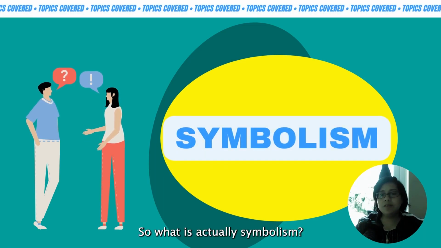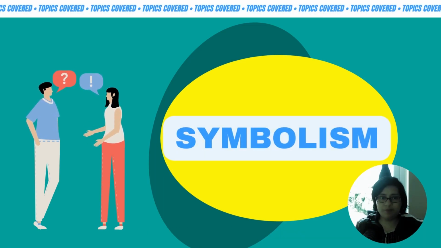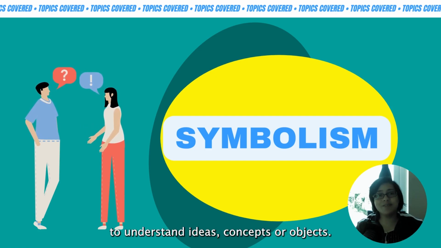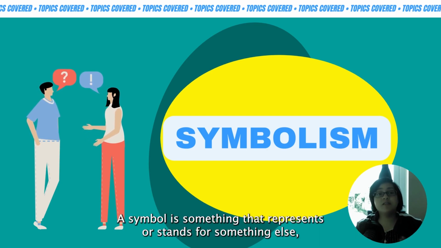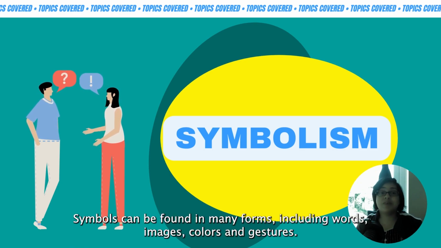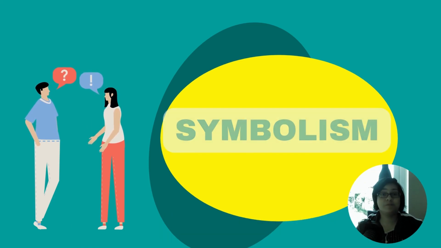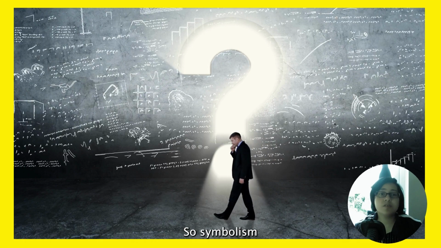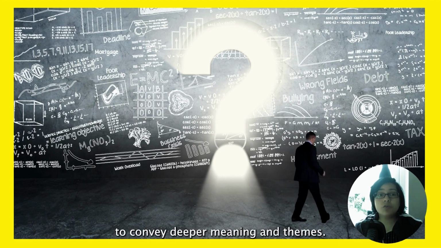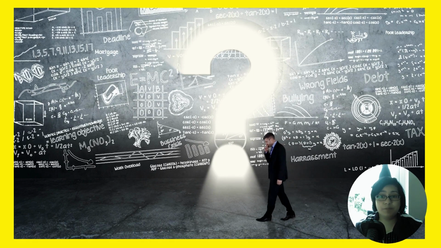So, what is actually symbolism? Symbolism is the use of symbols to represent ideas, concepts, or objects. A symbol is something that represents or stands for something else, often an abstract concept or idea that cannot be directly expressed. Symbols can be found in many forms, including words, images, colors, and gestures. So, symbolism is often used in literature, art, math, and religion to convey deeper meaning and themes.